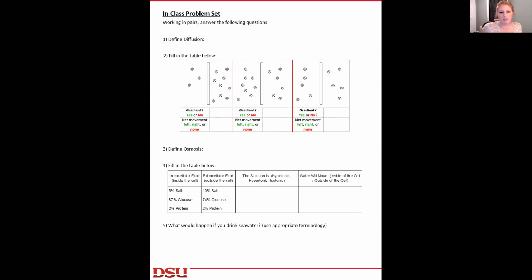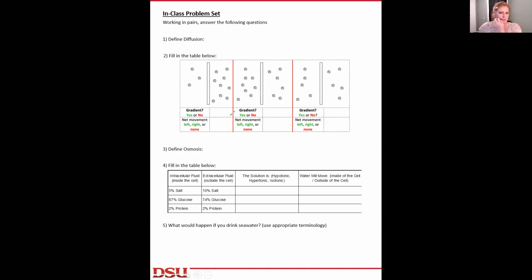Okay. So let's look at this. Define diffusion. I've defined it for you, so hopefully you have redefined it here for yourself. Fill in the table below. What they're asking is, is there a concentration gradient here?